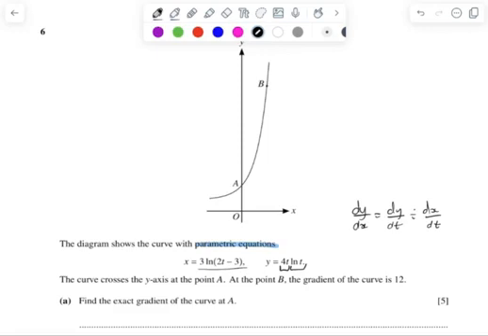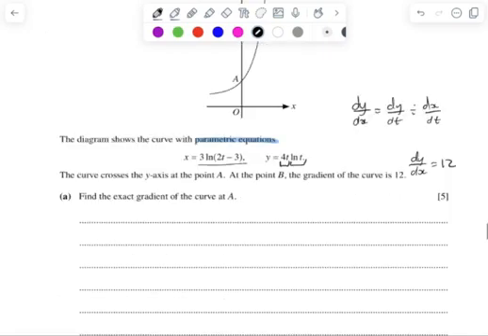The curve crosses the y-axis at the point A, all right? At the point B, the gradient of the curve is 12. At the point B, okay, that's interesting. The gradient of the curve, so dy over dx is 12. Find the exact gradient of the curve at A. Okay, so A is where x is equal to 0.